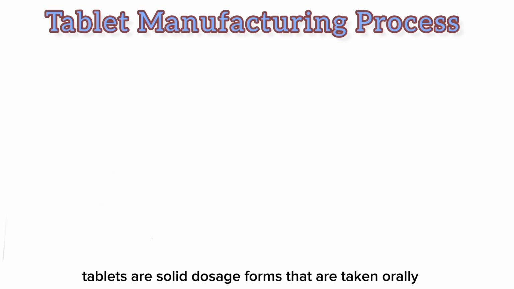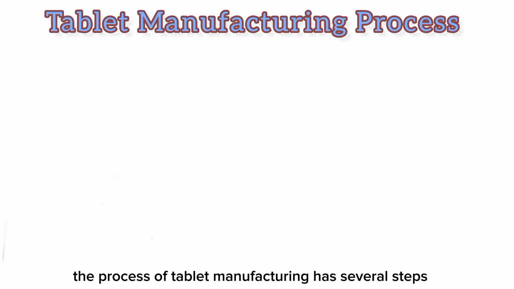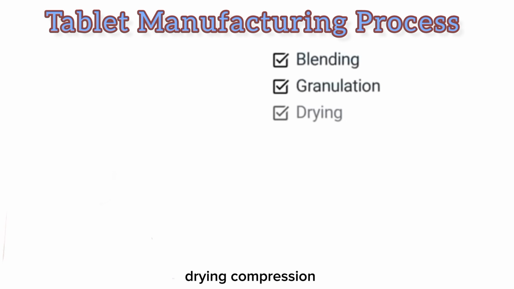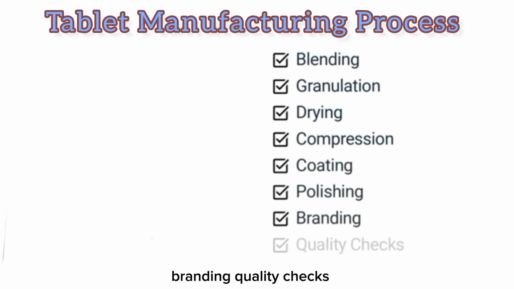To proceed to the next step, tablets are solid dosage forms that are taken orally and are manufactured with a combination of various ingredients. Active ingredients are mixed with excipients to manufacture the tablets. Quantity and type of excipients are selected according to the type of tablets. The process of tablet manufacturing has several steps. Those include blending, granulation, drying, compression, coating, polishing, branding, quality checks, and packaging.